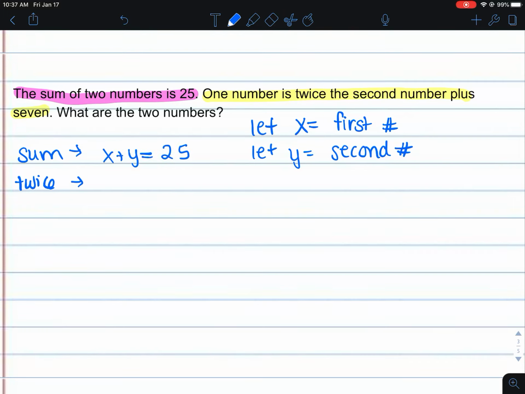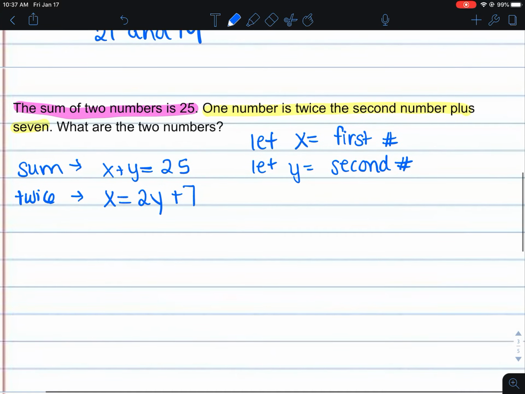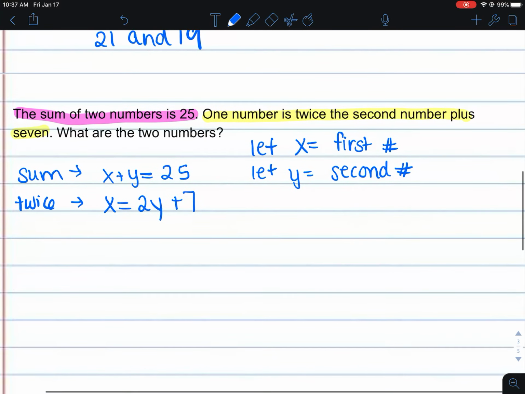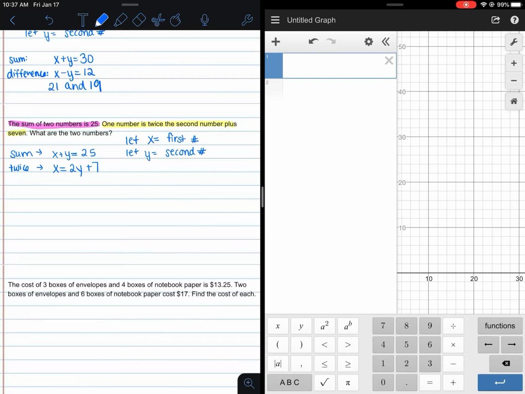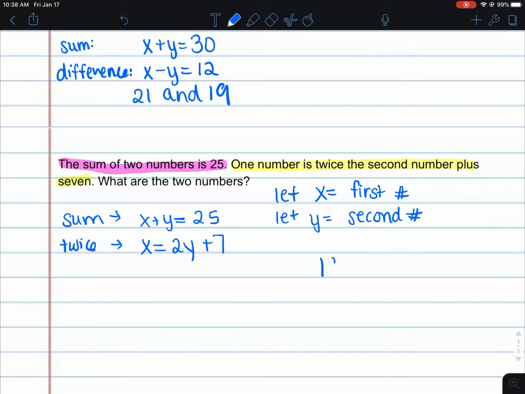And actually, some of you could use substitution with this, students that are in first and fifth period. But again, for today's purposes, we're just going to set them up, and we are going to use Desmos to help us solve. So these questions, too, we're still looking for the point of intersection. So x plus y equals 25. And then the second one, x equals 2y plus 7. And we can zoom in, and we can click on the point, and it's 19 and 6. Those are your two numbers.